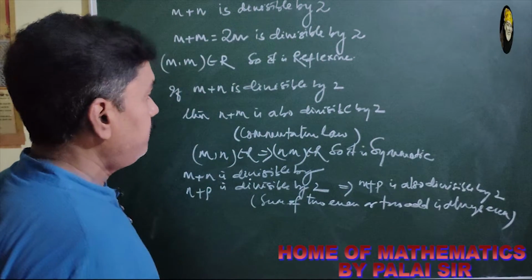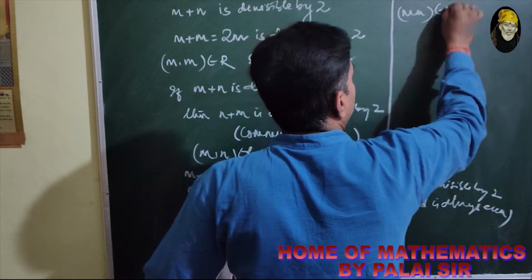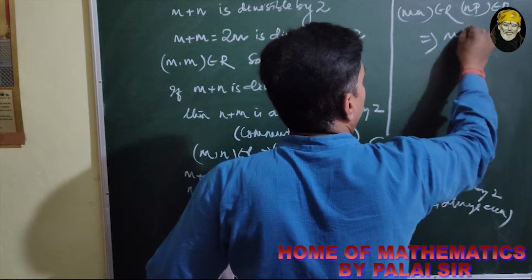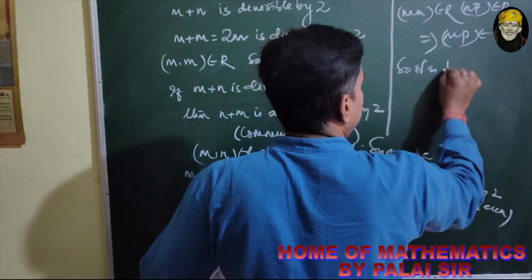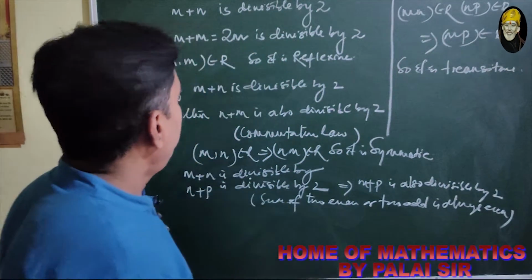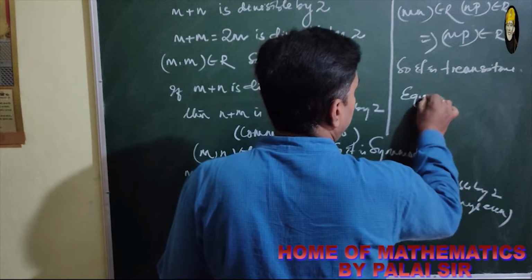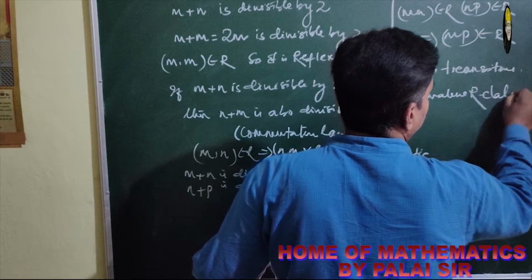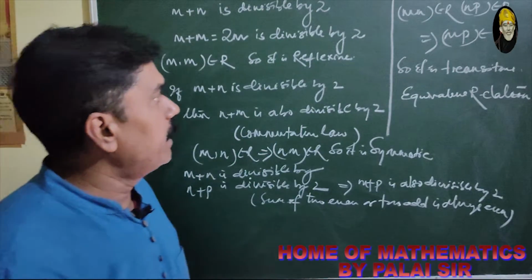So what you are getting here? Here you are getting mn belongs to R, np belongs to R. This implies that mp belongs to R. So it is transitive. As it satisfies all the three relations, it is called equivalence relation. Like this, you have to solve the problem regarding the relation. We are taking another problem.